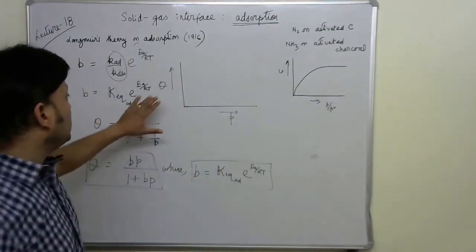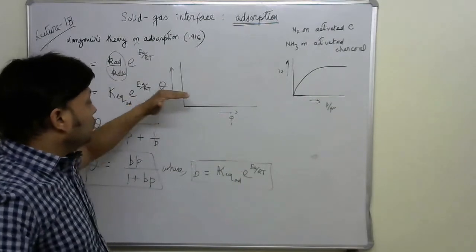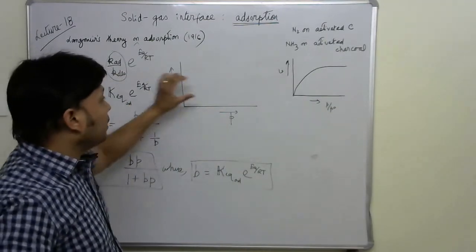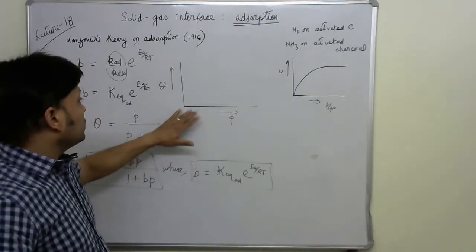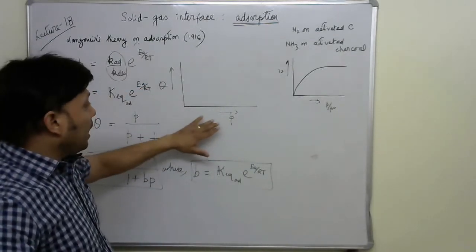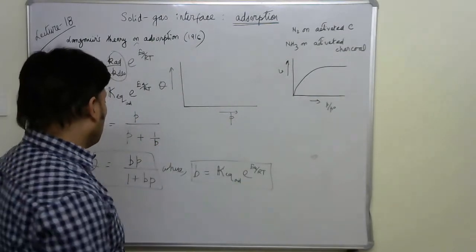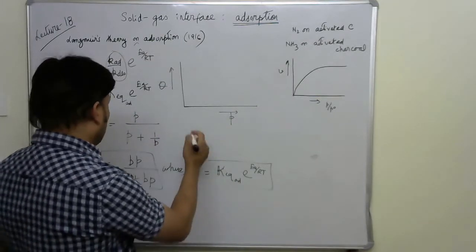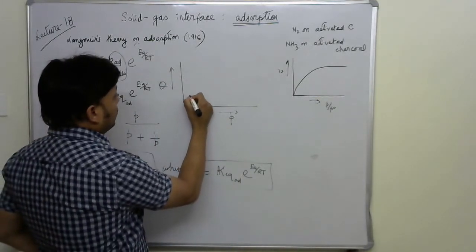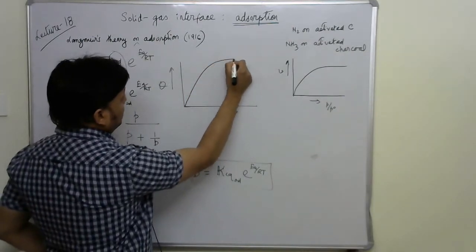Although theta is a fraction of site occupancy, increasing theta means an increasing volume of gas adsorbed. So theta and V are almost equivalent, and they are equivalent in fact. This is a way of representation. And once again, if we divide P by P naught, it becomes the same thing. So if we theoretically plot theta versus P, you see the curve would look something like this.